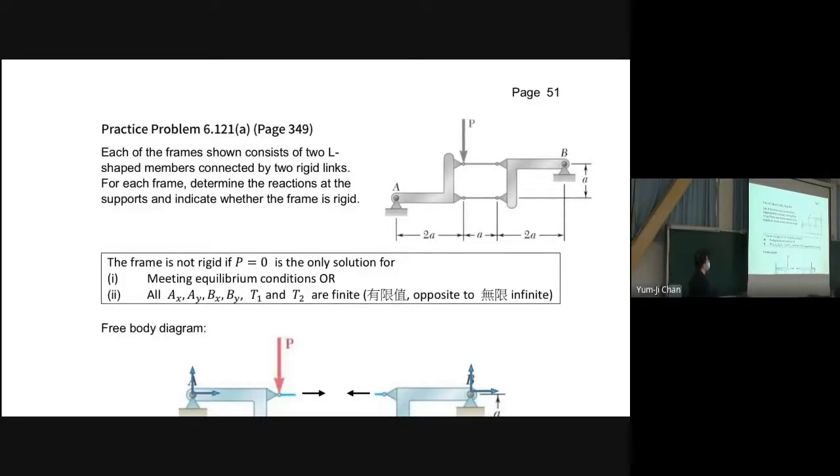Now we come to page 51 of our notes. So we have a frame here, with nodes A and B, and we need to determine the reaction at the supports, which are points A and B, and whether the frame is rigid, whether the frame is a rigid body.